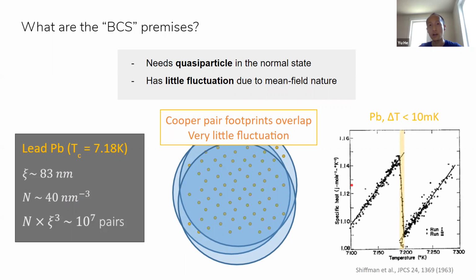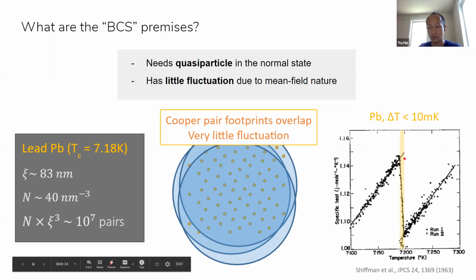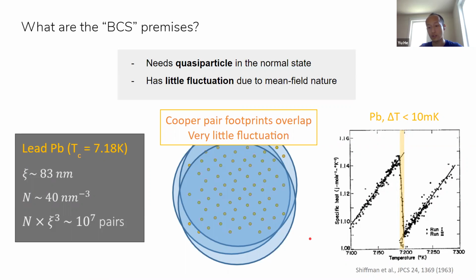This is evidenced by, say, the heat capacity, the specific heat signature of the superconducting transition in lead, where you see that while Tc is around 7 Kelvin, the transition is so sharply jumping around the transition temperature in such a nice mean field form that the transition width is less than 10 millikelvin, less than 1,000th of the actual transition temperature Tc. So this is what a mean field BCS superconductor should look like.